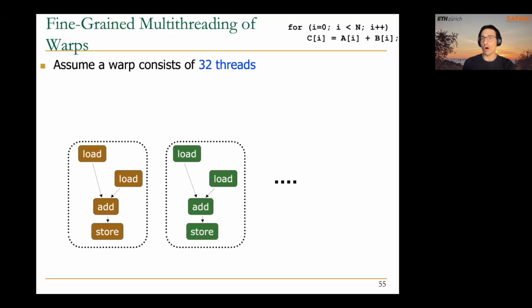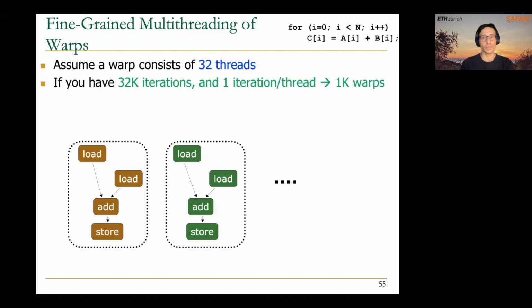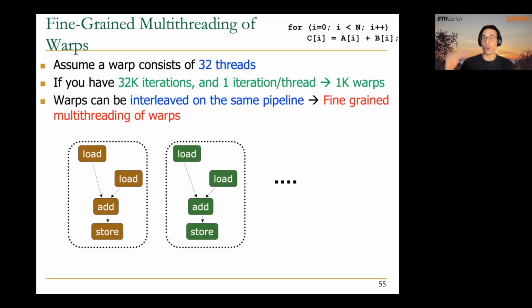We are going to assume that a warp consists of 32 threads because that's the typical number in NVIDIA architectures, and the wavefronts in AMD architectures typically have 64 threads. So if our warp size is 32, and if we have, let's say, 32,000 iterations, and we assign 1 iteration per thread, we will need 1,000 warps. And now these warps, or the instruction streams of these warps, are going to be executed on the same pipeline in an interleaved manner. And this is what we call the fine-grained multithreading of threads.